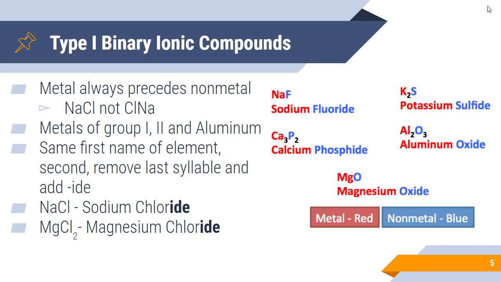So let's talk about type 1. Type 1, keep in mind the metal always precedes the non-metal, so NaCl, not ClNa. Metals of groups 1, 2, and aluminum are a part of this. So make sure you're able to understand which elements are involved in which type of nomenclature. It's the same first name of the element. Sodium is sodium, calcium is calcium, potassium, aluminum, etc. For the second element, remove the last syllable and add "ide." So instead of fluorine, it is fluoride. Instead of phosphorus, it's phosphide. Instead of oxygen, it's oxide, etc. Okay, pretty straightforward there.